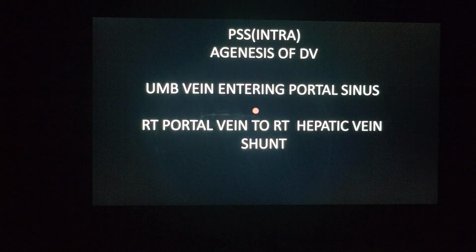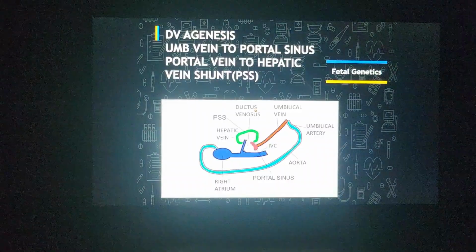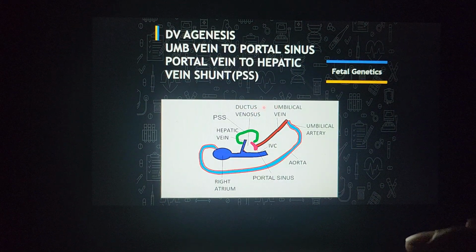Then we don't see the ductus venosus. Instead we see the right portal vein shunting into right hepatic vein. So this is a portal systemic shunt with agenesis of ductus venosus. So here you can see that the umbilical vein comes as usual, joins the portal sinus, but then there is no ductus venosus going towards IVC.